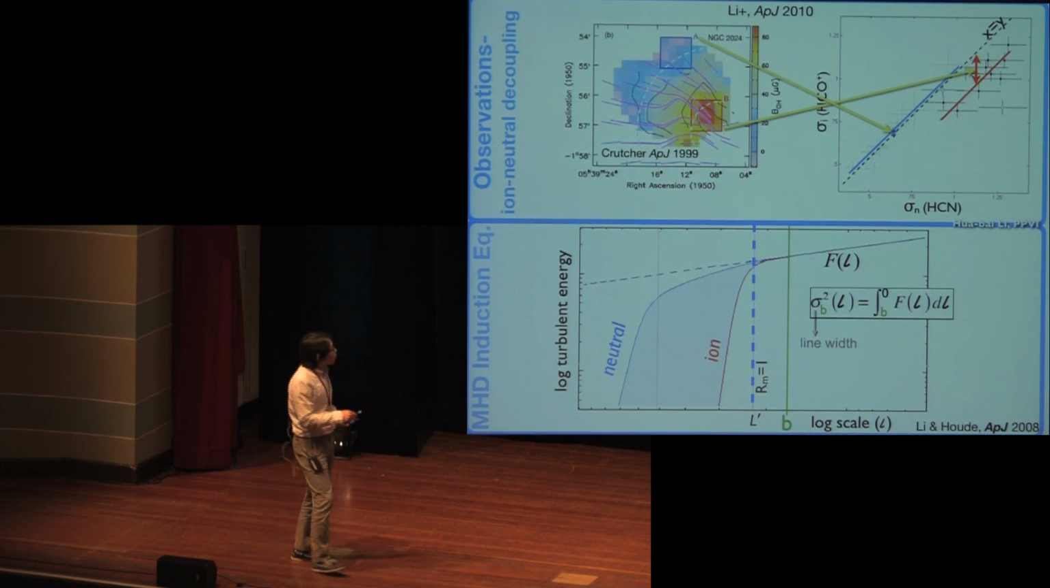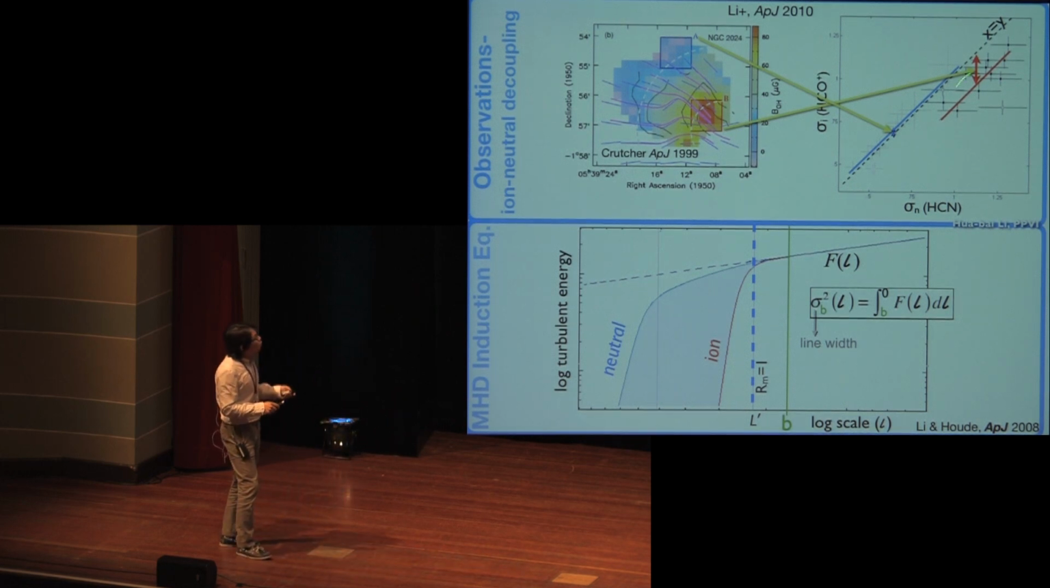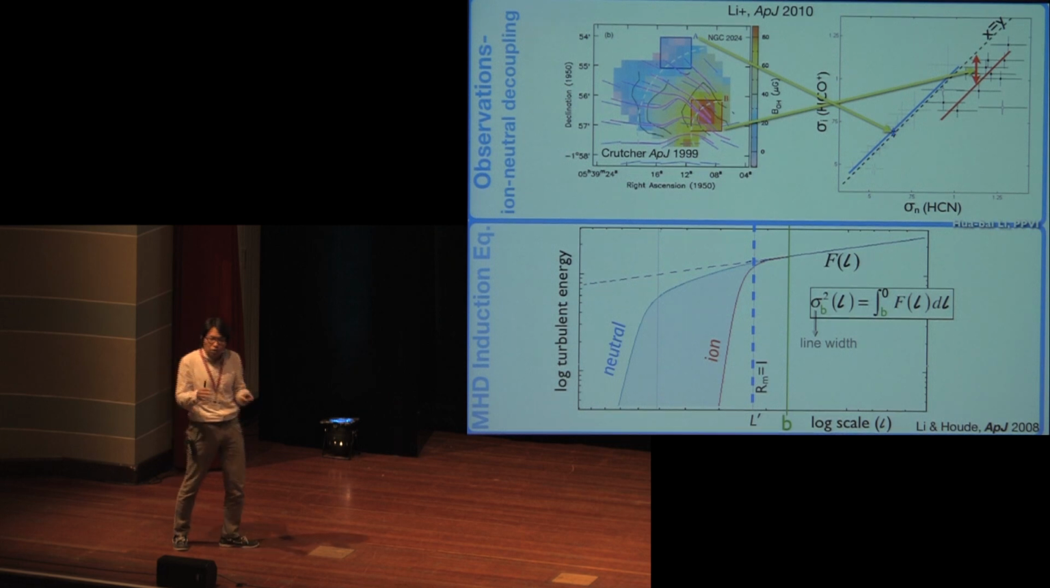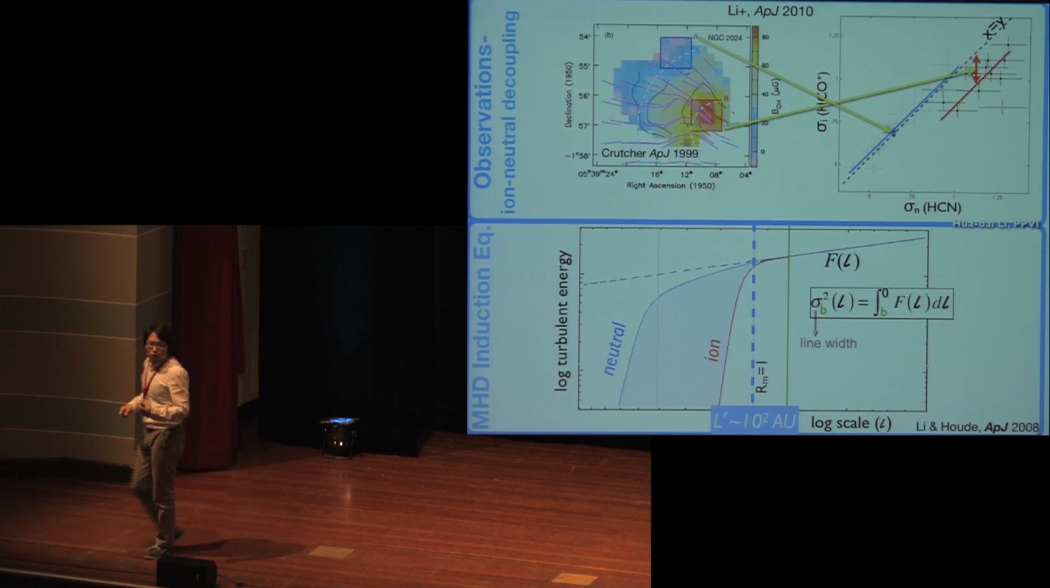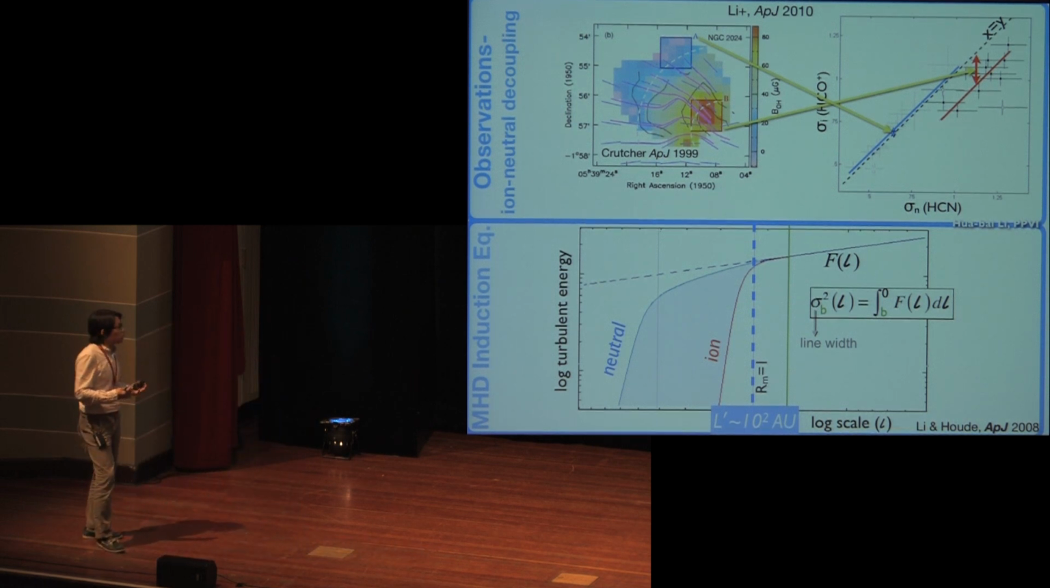And if you assume this is indeed what is happening, well, you can use your line measurement to estimate this turbulent energy spectra, and use this line width difference to estimate the area of this shaded region. And you put these together, you are able to estimate this decoupling scale. From a handful of clouds we observed, we find it's on the order of 100 AU.